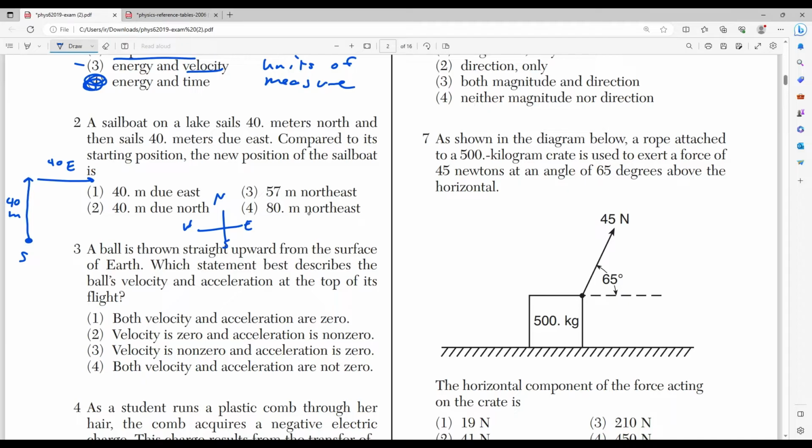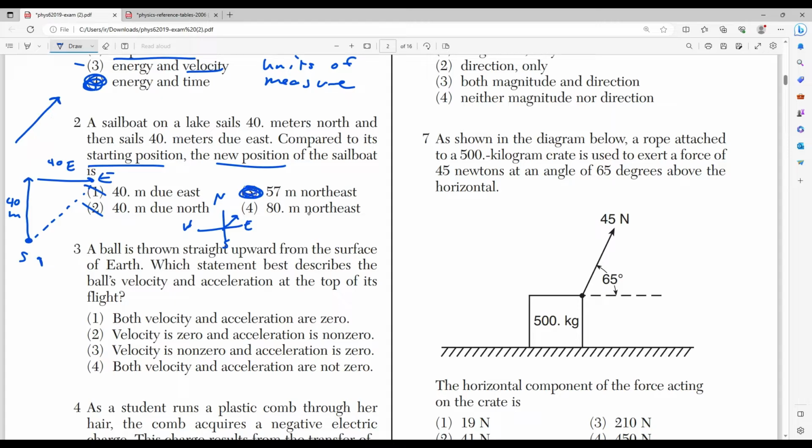So compared to its starting position, which is S, to its new position or end point, which is E, the sailboat is what? Really, they're asking us to describe its displacement. We're not comparing its path; we don't care that it went like this. We care about the distance between that start and that end. So we can eliminate choices 1 and 2, because its end point is going to be northeast from its start point. If we look at this, that displacement line is going like that. If I put this on my compass, that's in the northeast direction.